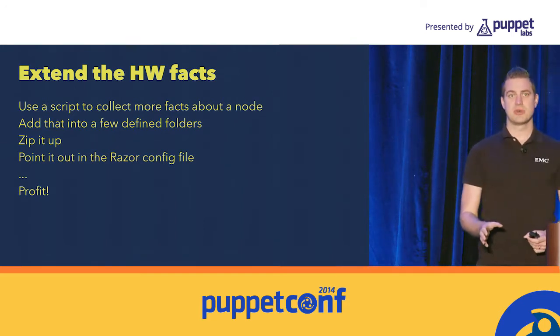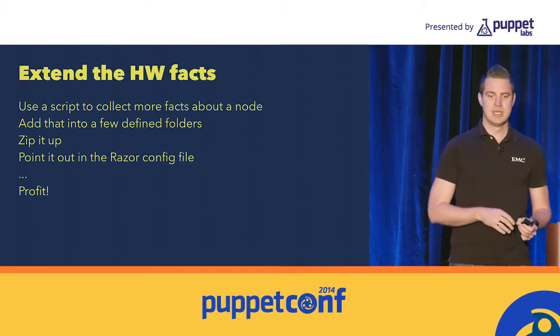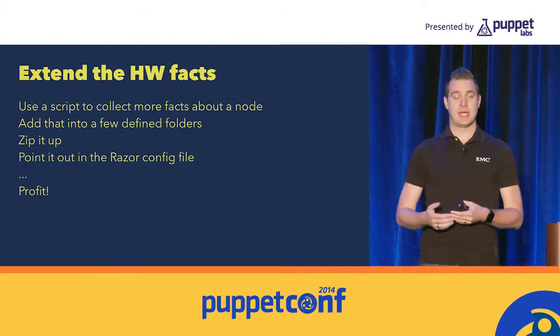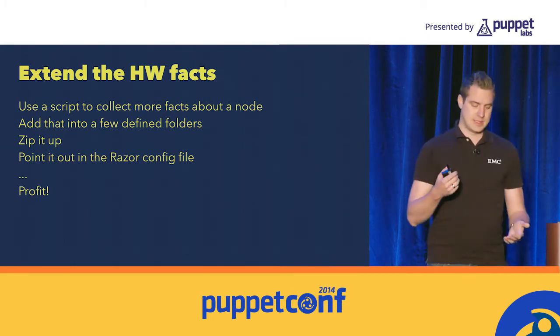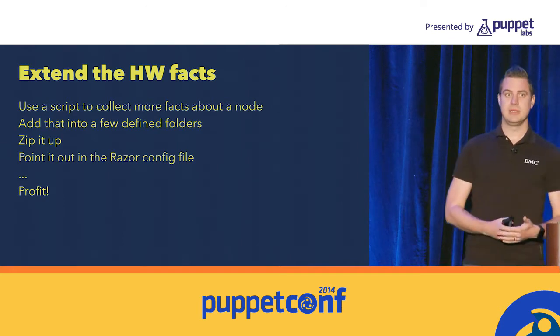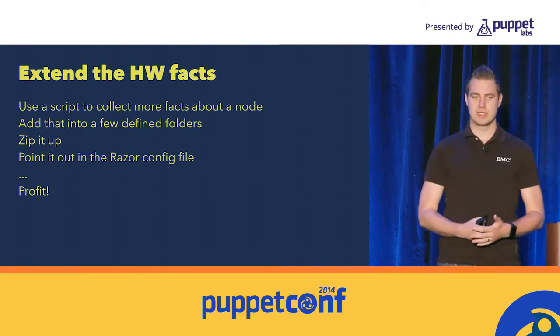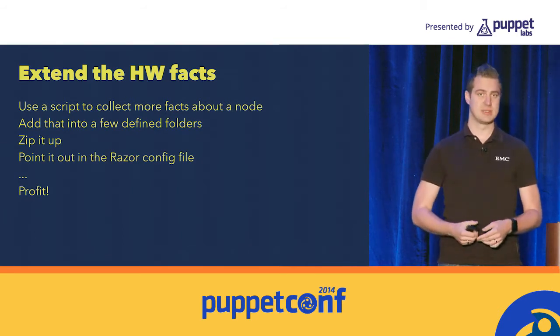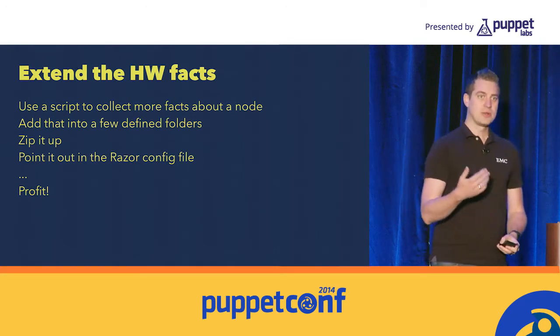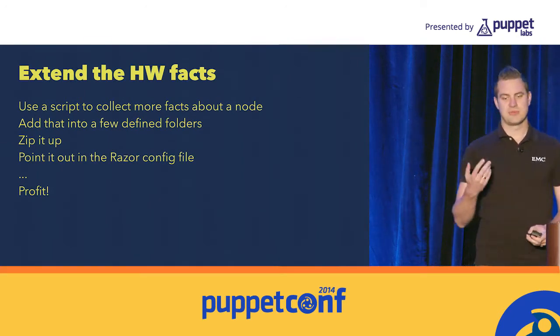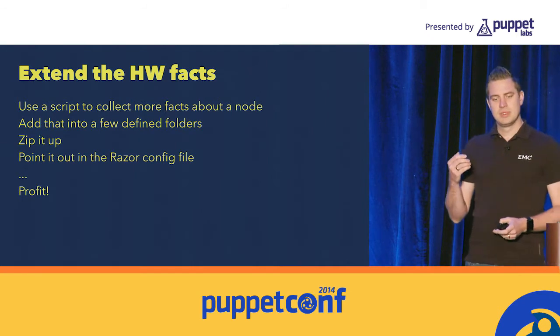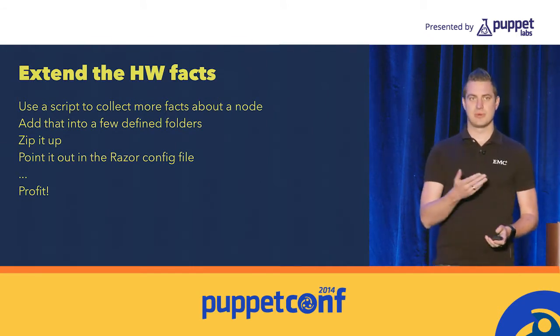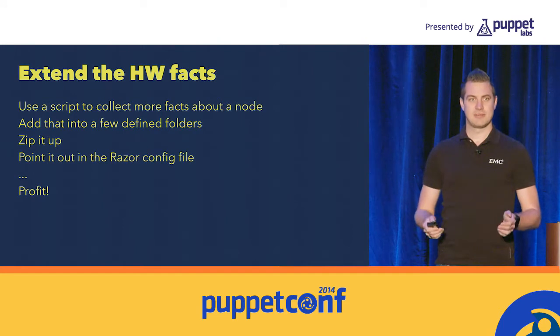You essentially use a script or a few binaries, a few libraries to collect more facts about a node. Those facts might be interesting facts like server ID, some unique ID, maybe some BIOS information that the regular facts don't get, maybe RAID configurations, stuff like that. You add all those binaries, the libraries, and the scripts into a few defined folders, you zip it up, you point it out in a Razor configuration file, and I'll show you how to do this in a bit, and all of a sudden we have profit. It's awesome.